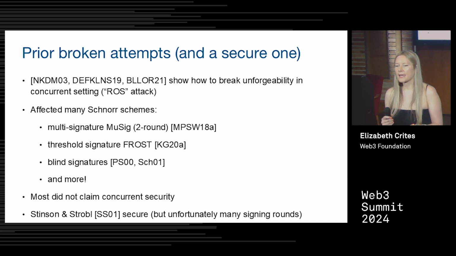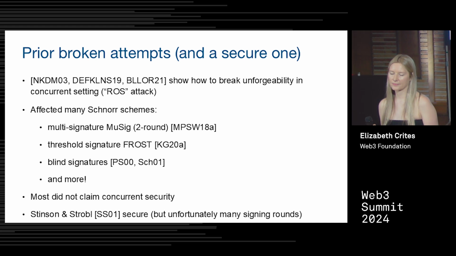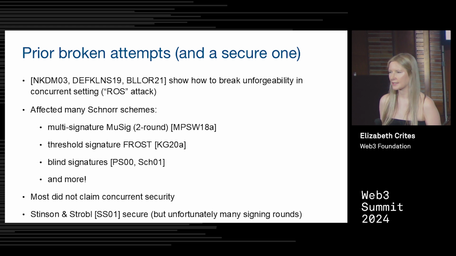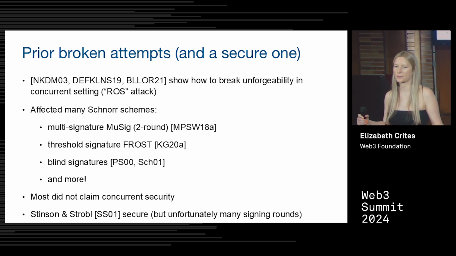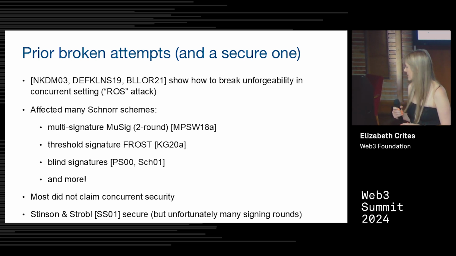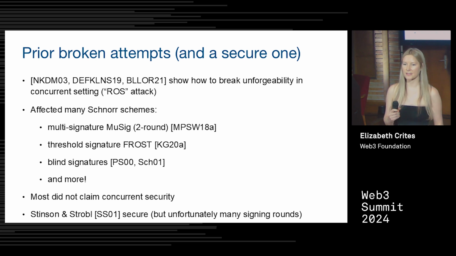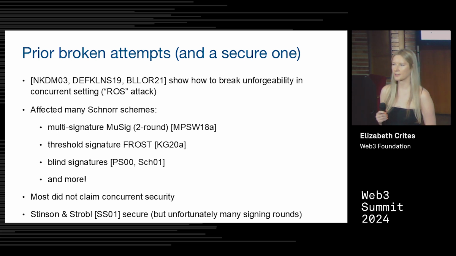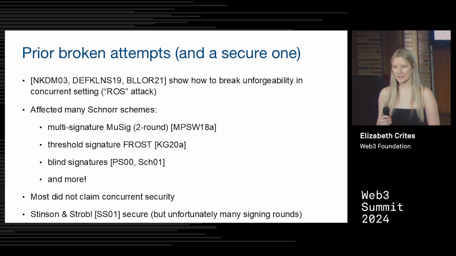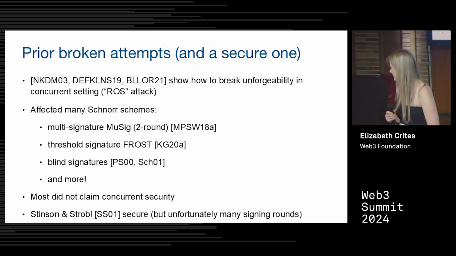Now, an important caveat here is that a lot of these authors didn't claim concurrent security, so I think there were only 2 or 3 that actually claimed it. But again, concurrent security is really something important to capture because opening multiple signing sessions at once is a very real possibility. I will also say that one of these legacy schemes, Stinson and Strobel from 2001, which is a threshold Schnorr scheme, was not affected by these attacks. You might say, okay, great, we should have used that scheme, but it's multiple signing rounds because it uses key generation kind of within the signing protocol.